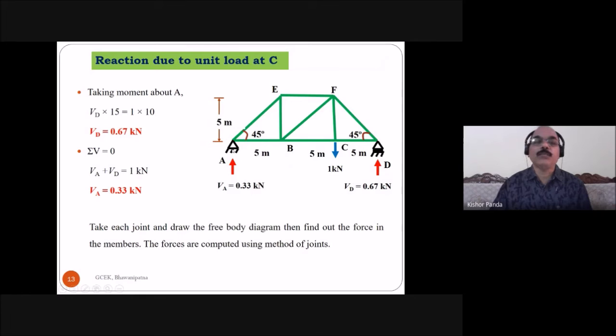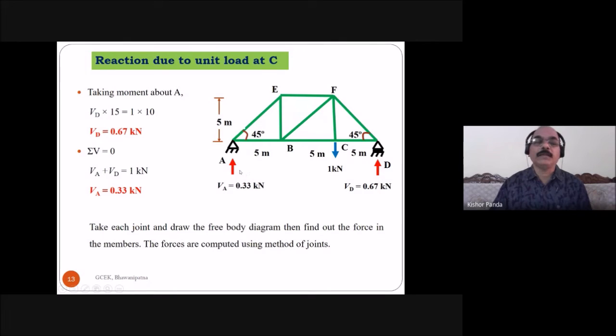So you have to take the moment about the support A, and you have to find out what is the reaction at the support D. Take the summation of MA equal to 0, taking moment about the support A. So VD into 15 meter is equal to 1 into 10 meter. Then VD is equal to 0.67 kilonewton. Here you got the reaction at D as 0.67 kilonewton.